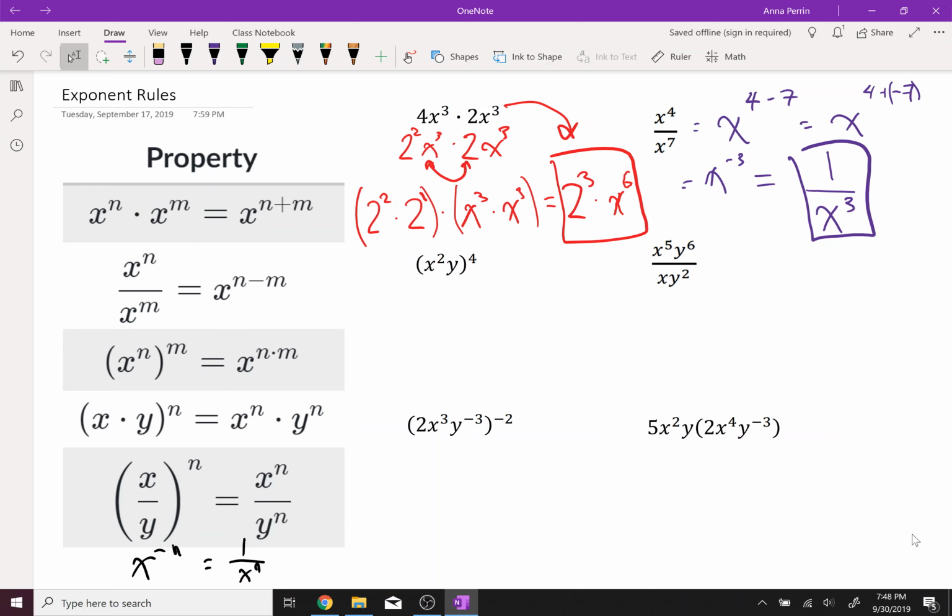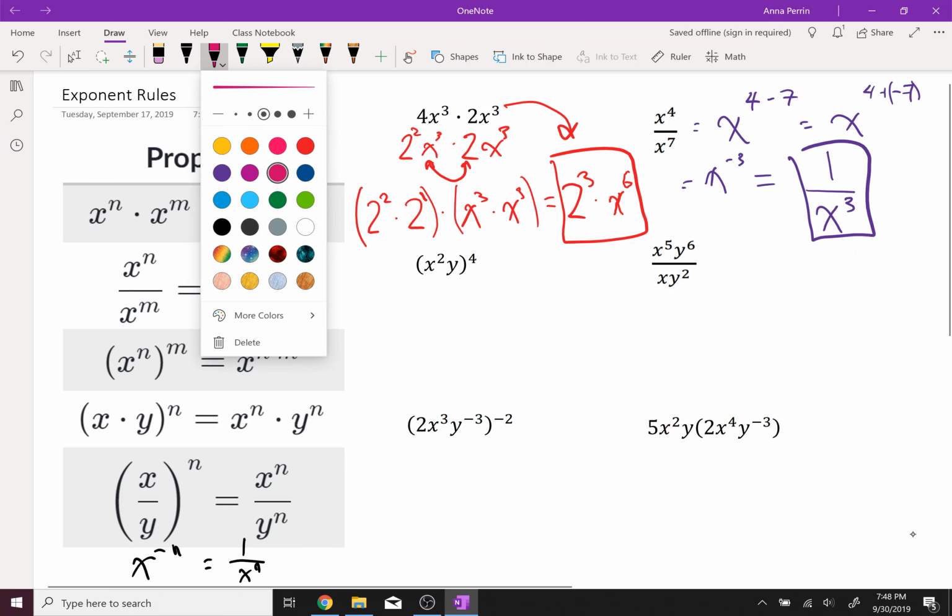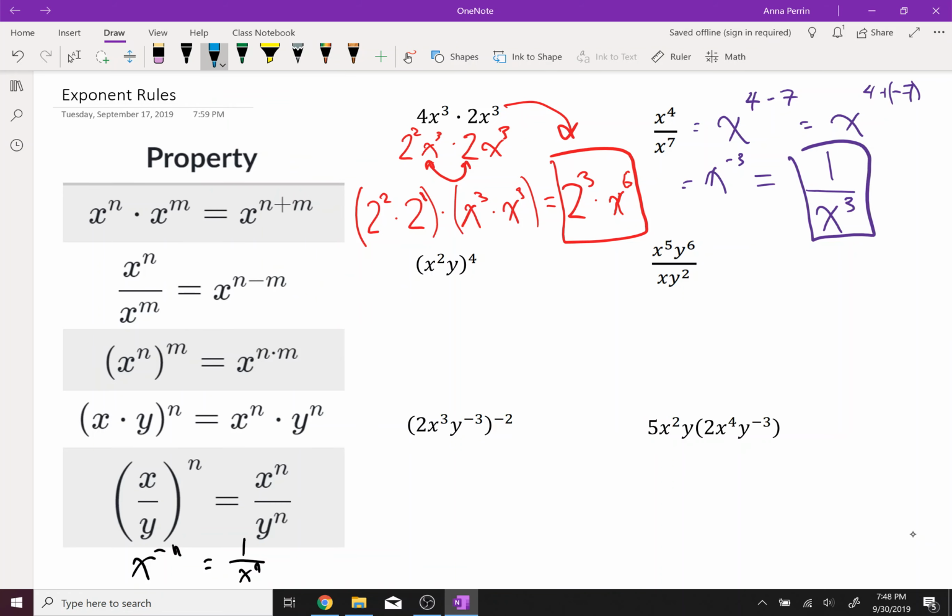In our next one, we can see that there's some parentheses going on. So parentheses are telling me that I am going to want to be using one of these rules in here. Now, these rules are really all variations of the same thing. They're essentially saying that anytime you have an exponent outside parentheses, it gets multiplied by each of the exponents in the parentheses. In other words, it distributes in.